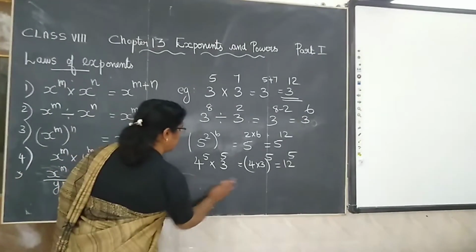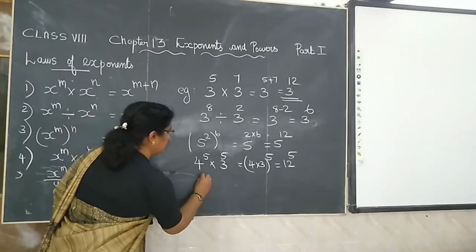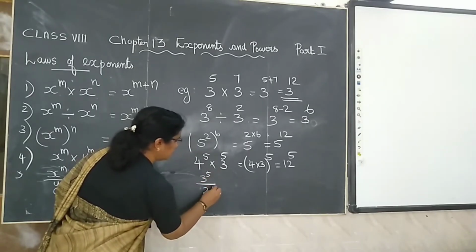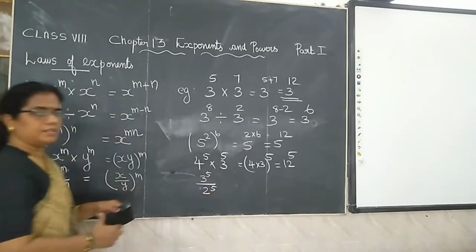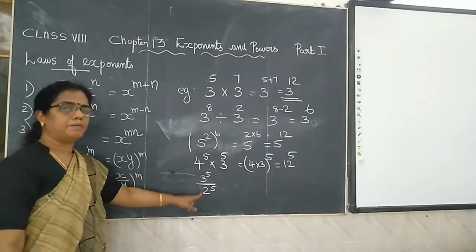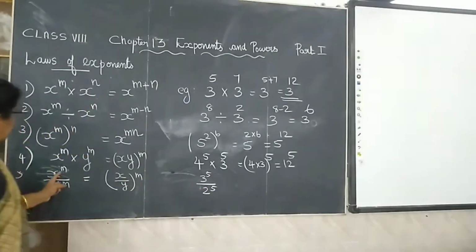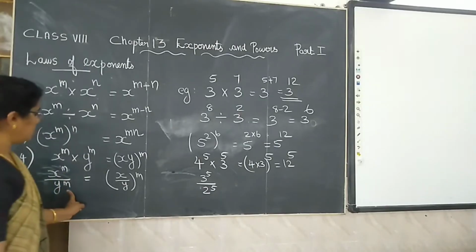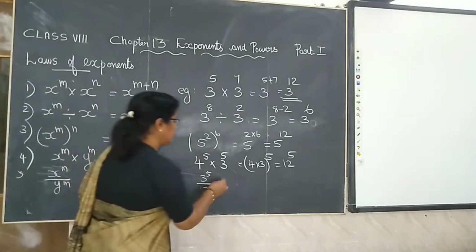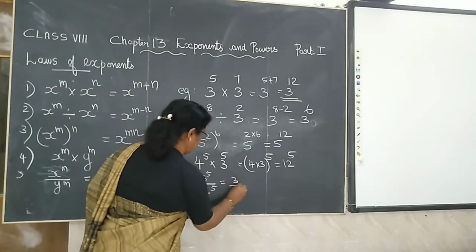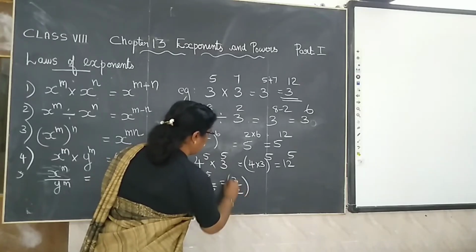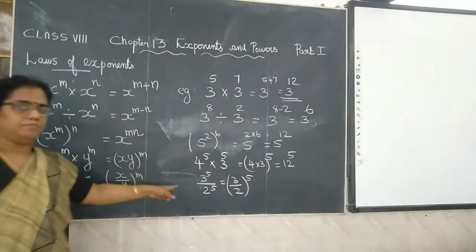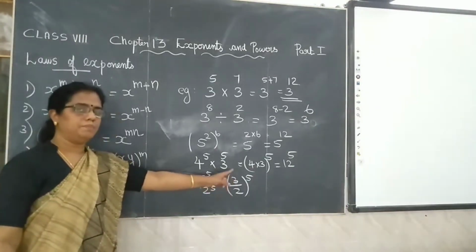And here, for example, 3 raised to 5 divided by 2 raised to 5. This is of the form x raised to m divided by y raised to m. So we can write it as 3 by 2 whole raised to 5. Here the power is the same, so we can write it as a common power.